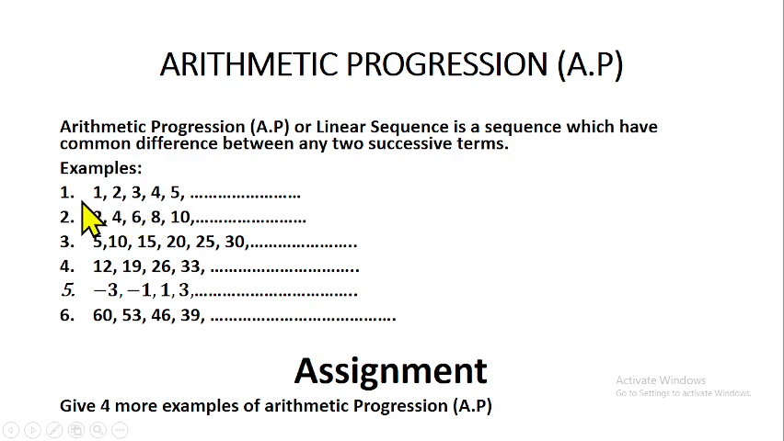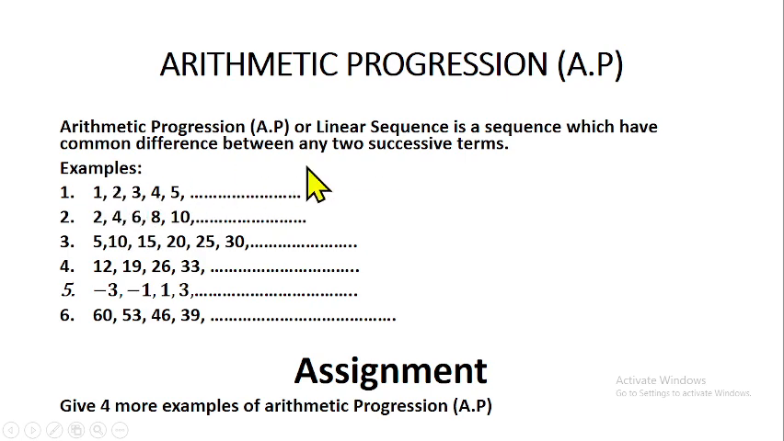Like I said in an earlier slide, the positions of these numbers you are seeing here are called terms. The positions where they are sitting are called terms. This is the first term, second term, third term, fourth term, fifth term, and so on, to the last term or nth term. So how do I identify a sequence that belongs to arithmetic progression?